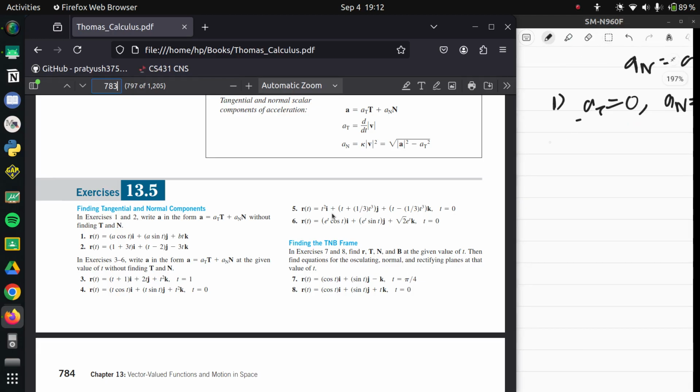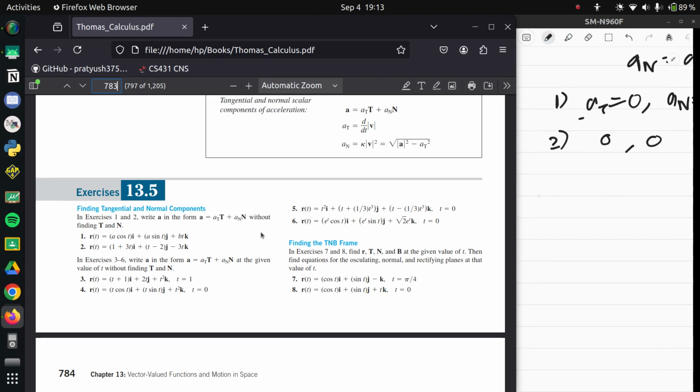The second question is the same stuff, except you have 1 plus 3t and all that. So the velocity is just what? It's 3 comma 1 comma minus 3. Your acceleration is just 0. Oh wow, that's amazing. So it's just 0 comma 0 comma 0. Completely 0. There's no acceleration at all. Okay, question 2, that's done.